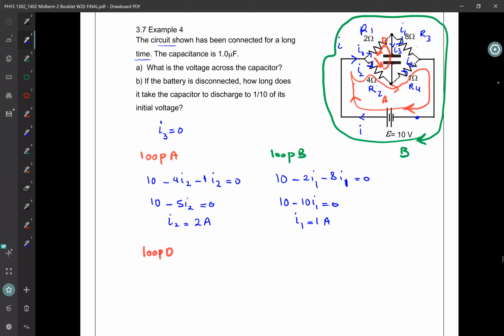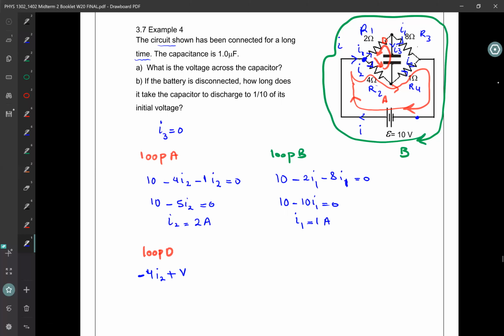So you could write minus R2I2. R2 is 4 ohm, so minus 4I2. So I start from this blue point, and then I move in the direction of I2 and I will reach resistance R2. Once I do that, because I'm moving in the direction of I2, I have to write minus 4I2. Then plus, if I move this way, I will reach the capacitor. So you could just write plus the voltage of the capacitor.